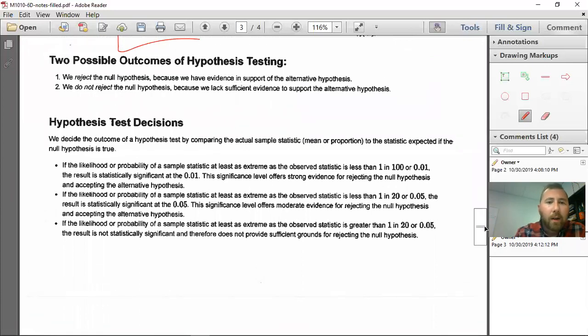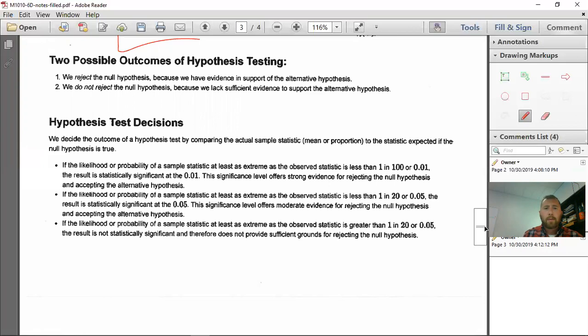Okay, so two possible outcomes of hypothesis testing. Number one, and I've already talked about this a little bit, the first outcome is that you reject the null hypothesis because you have evidence in support of the alternative hypothesis. This is usually a good thing if you're doing a study. The second outcome is that you fail to reject or do not reject the null hypothesis. This happens when you lack sufficient evidence to support the alternative hypothesis. This can happen, and researchers do have to be honest about that when it occurs.